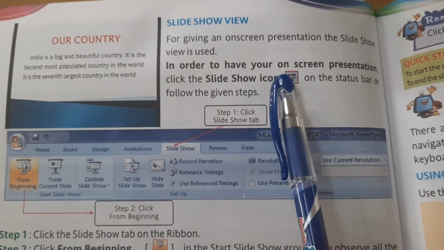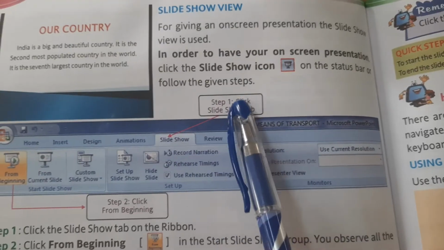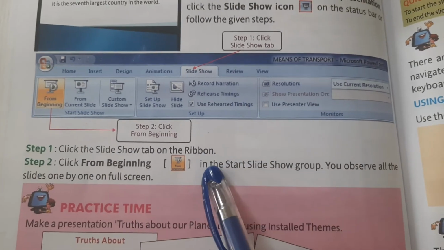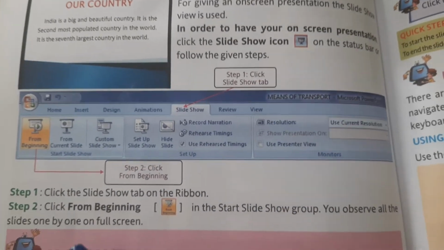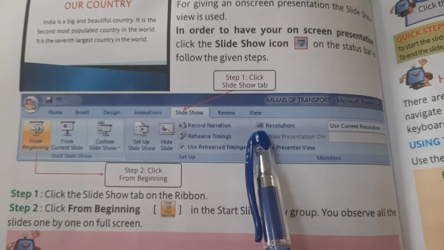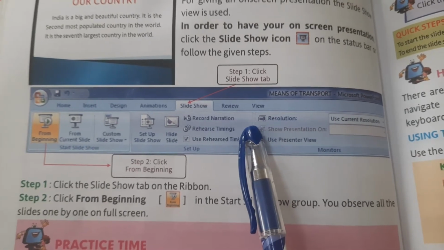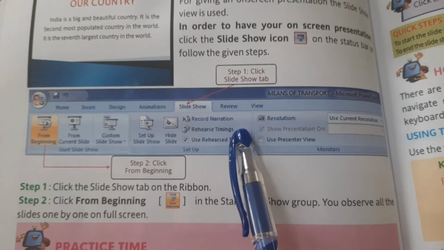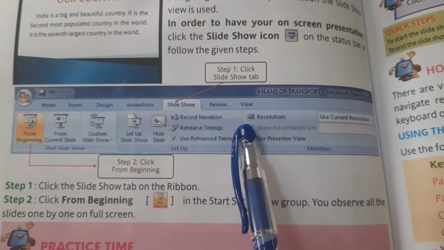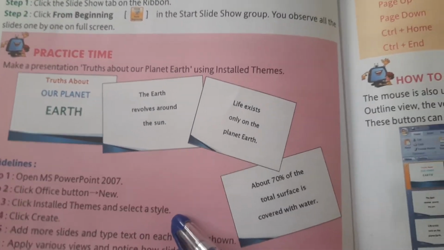So in order to have your on-screen presentation, click the slideshow icon on the status bar or follow the given steps. You can follow these steps, as well as you can use this icon and your presentation will be displayed on screen. The screen can be of the laptop or the desktop or a plain wall or even a projector screen. So it depends upon where you are doing the presentation. Then this is again practice time, which you can do at home if you have a system at home. Now, how to display the slides?